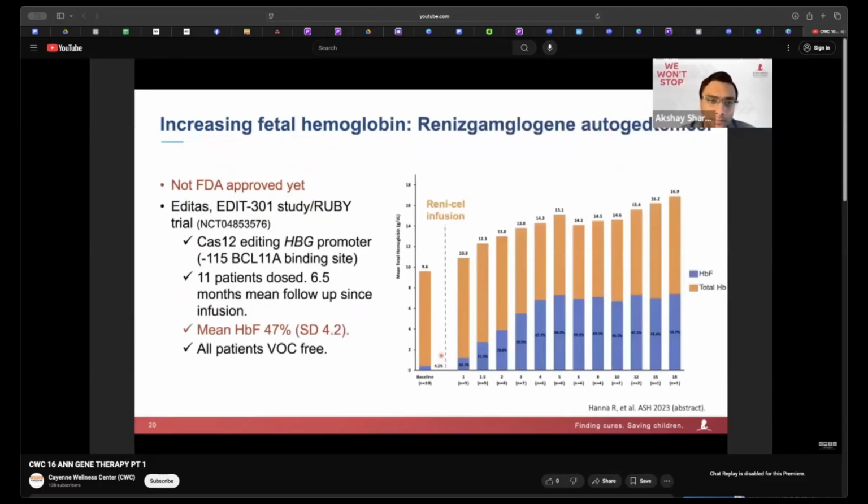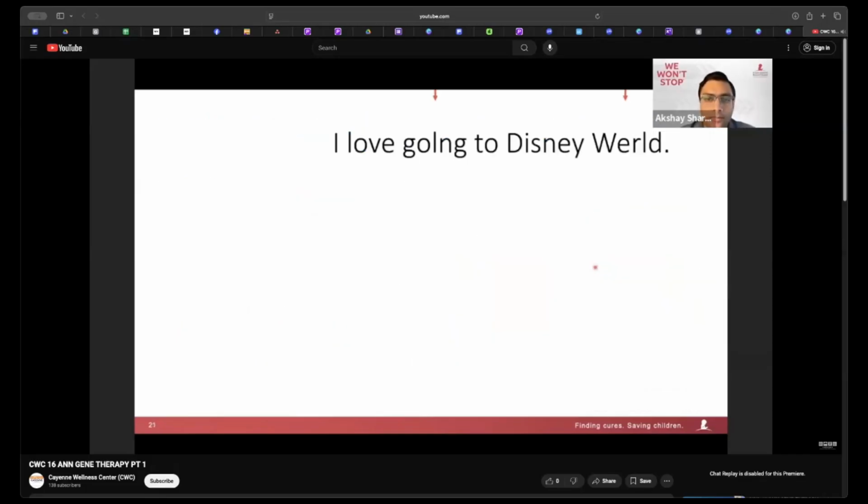There is another product which is currently in development by a company called Editas. This is called Reni-cel. This is not FDA approved right now. This also uses a similar CRISPR approach to raise fetal hemoglobin. They have treated 11 patients so far, and once again, the results are very similar to the previous trials that we have seen.